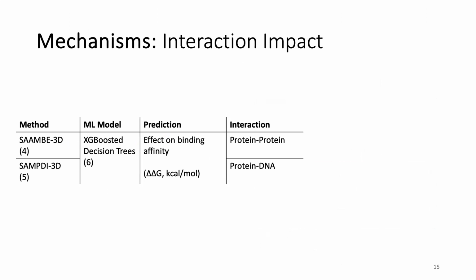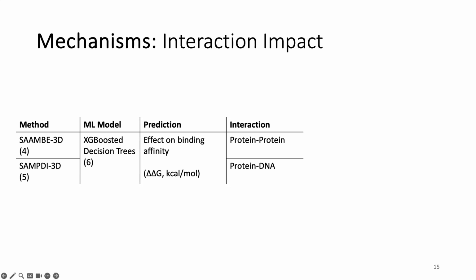Now, histone interaction networks are incredibly useful for determining if histone missense mutations overlap with interaction interfaces. However, they can't quantify how those mutations may affect those interfaces, so we can't determine if those mutations either disrupt or stabilize them. So we've used a couple of different machine learning methods to determine this, SAMP3D and SAMP3D, and they're both machine learning based methods. I won't really get into the details of what an XGBoosted decision tree is.